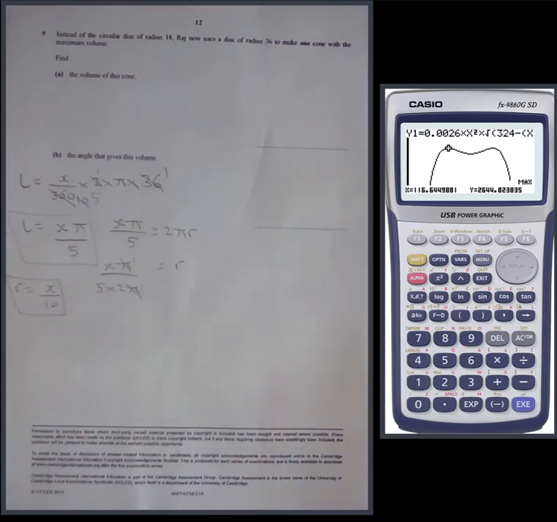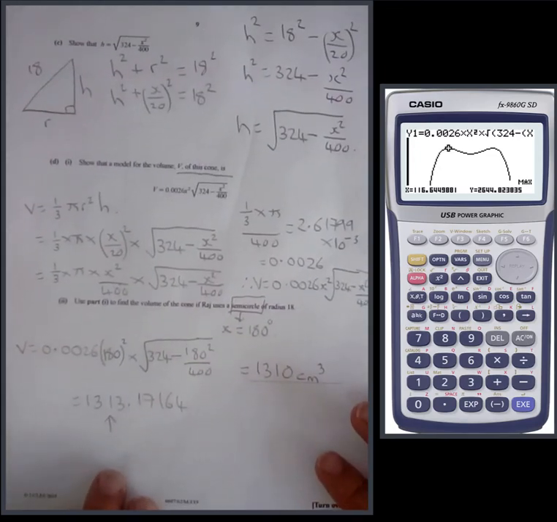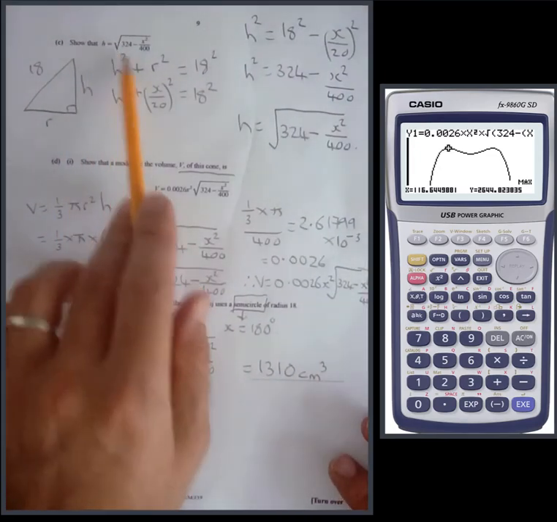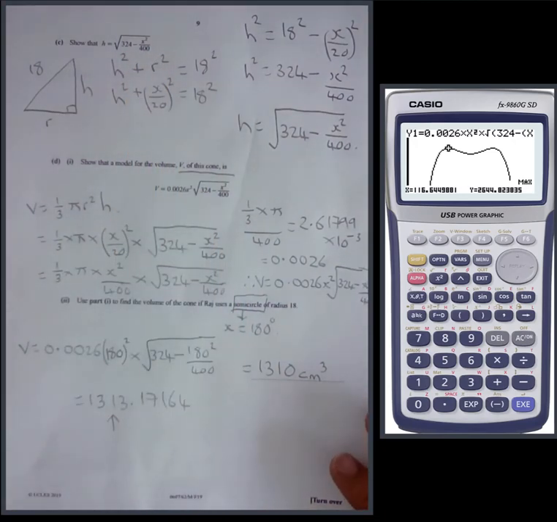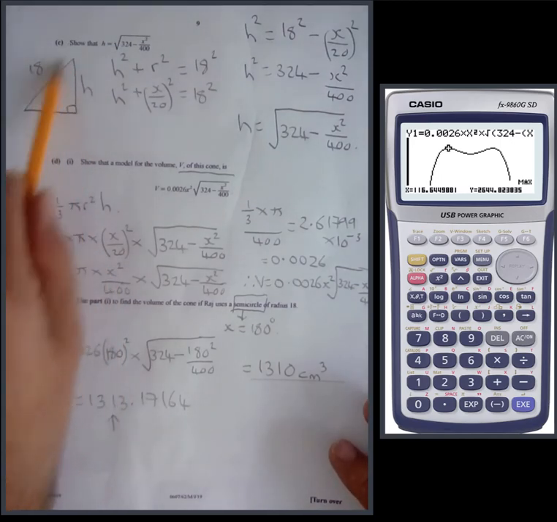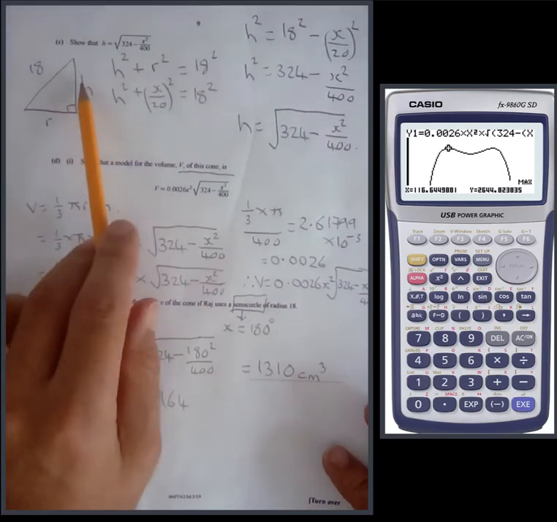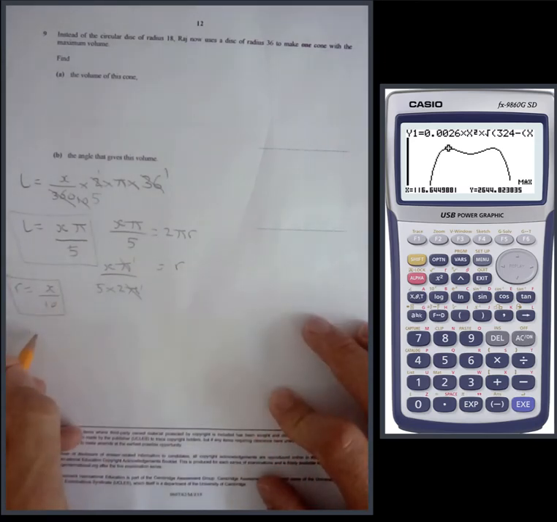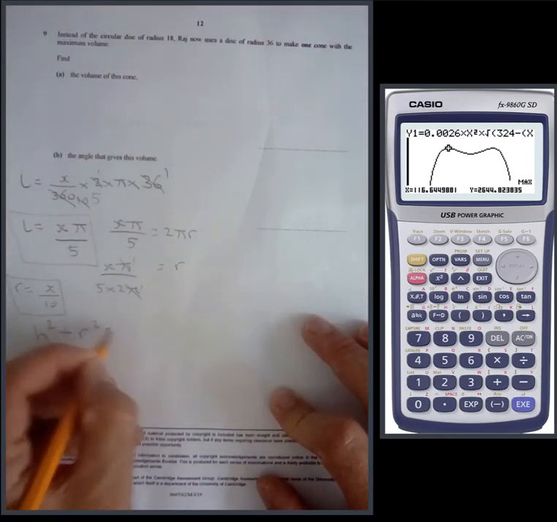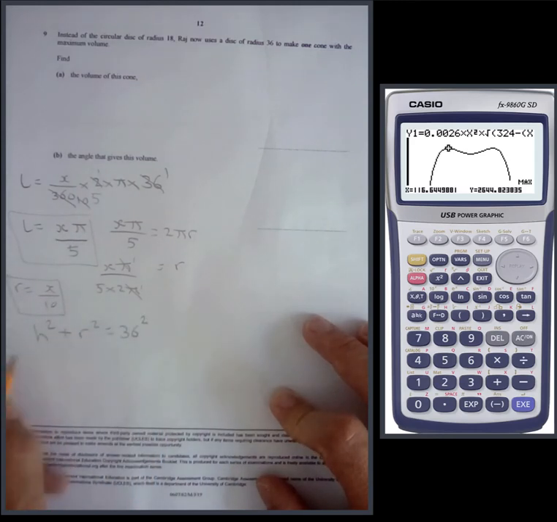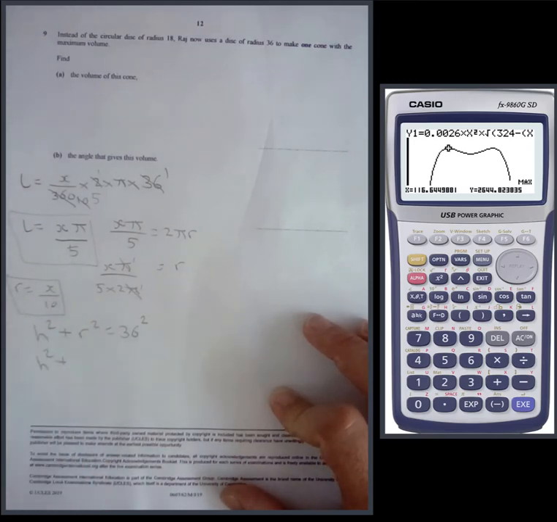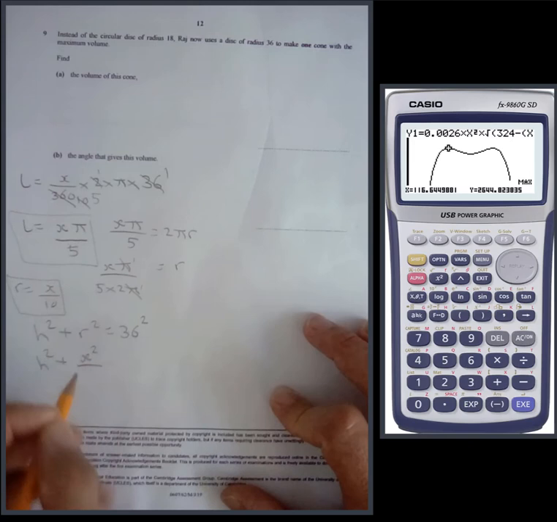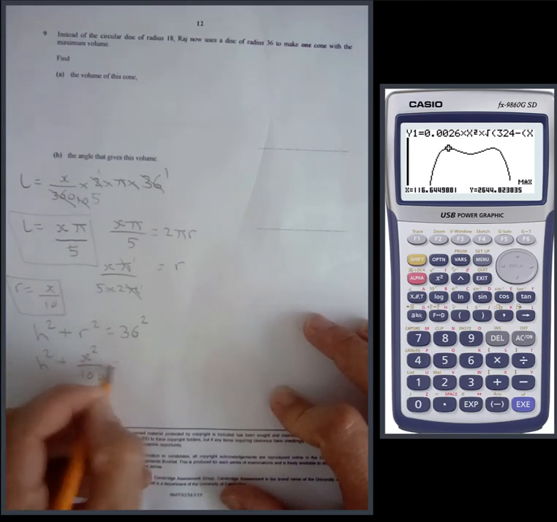Okay, then the next bit was this expression for h, right? So we are showing that h equals square root of 324 minus x squared over 400. Remember, we had this triangle here, so it was r, h, and 18. Well, the 18 is going to be 36, so we're going to have h squared plus r squared equals 36 squared. So that means that h squared plus x over 10 squared, which I'm going to write as x squared over 100, 10 squared is 100, equals 36 squared.